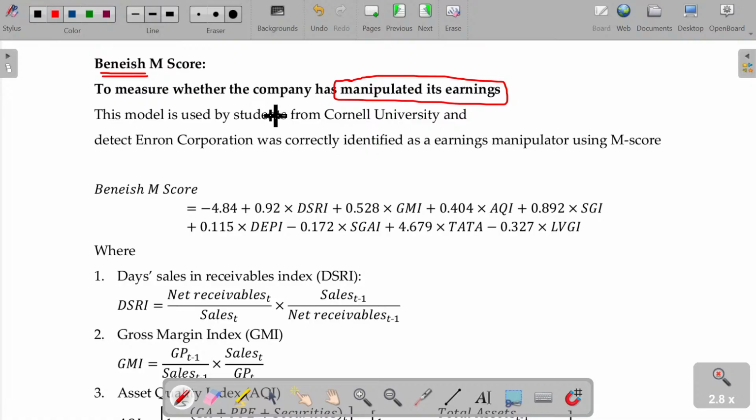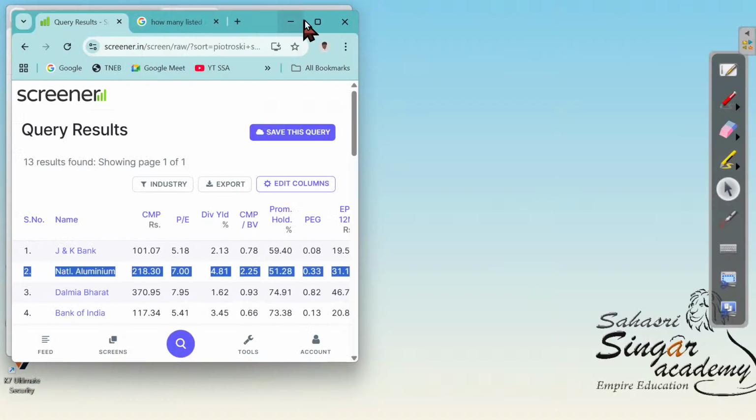For that, a model was developed by students from Cornell University, and they found a new score called the M-score. They used this M-score for verifying whether the earnings are correctly shown or manipulated for n number of companies, and surprisingly they found that Enron Corporation's earnings were manipulated. As per their study, Enron Corporation was not showing its profitability correctly. It's a big scam.